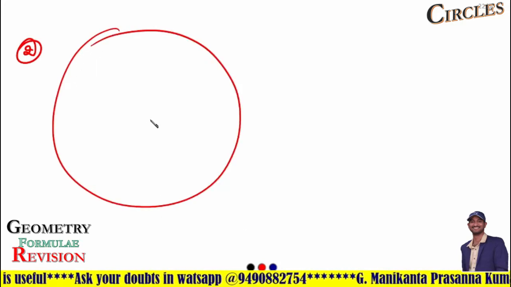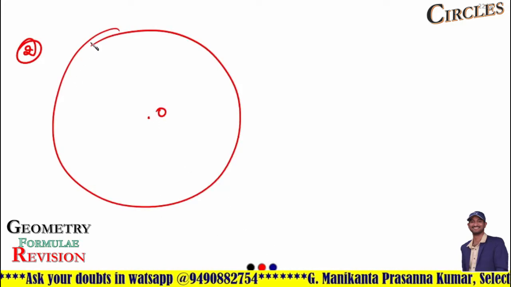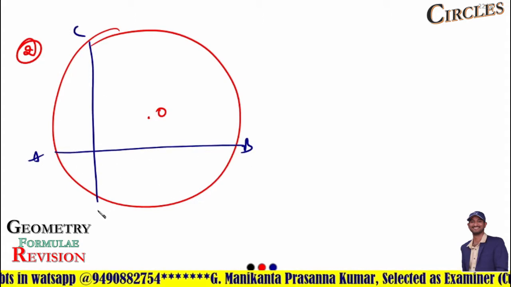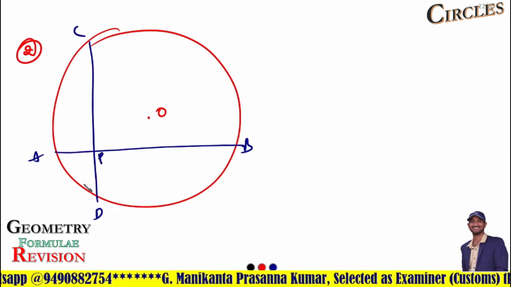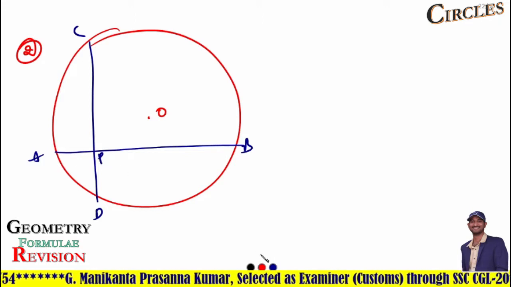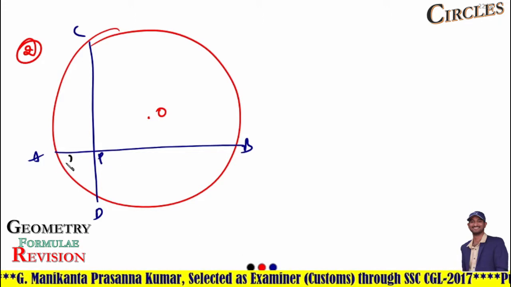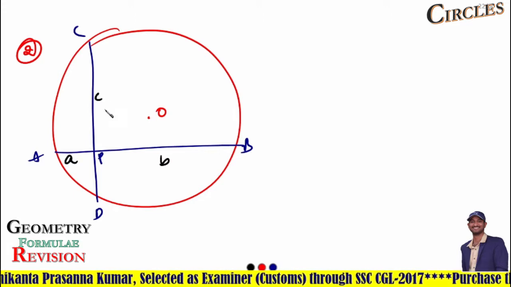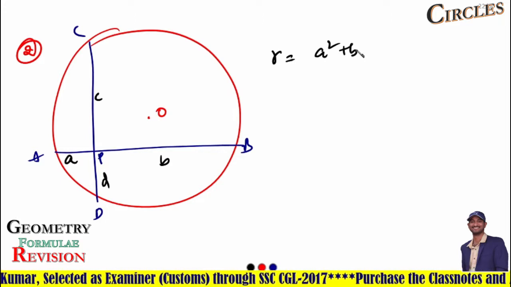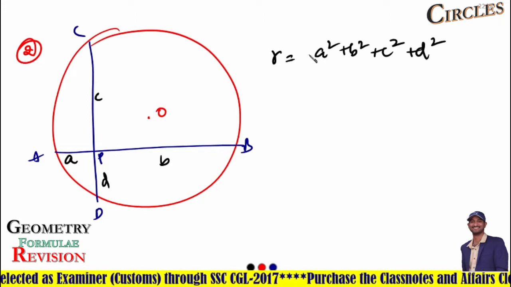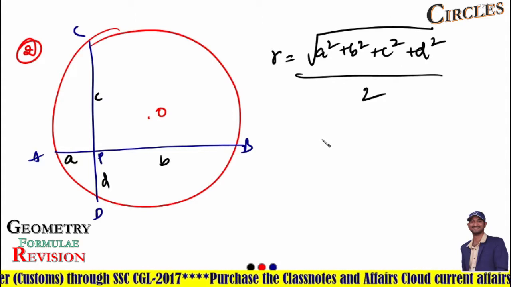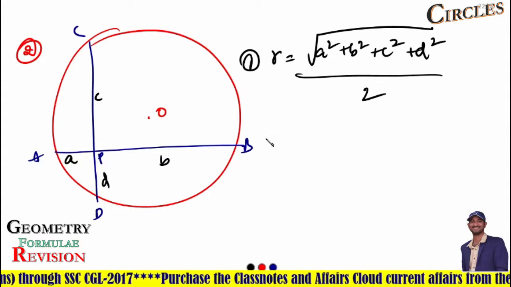There is a circle with center O and 2 chords AB and CD intersect at some point P. Okay, if the distances from the intersection point to the end points of the chords, that is PA is A, PB is B, PC is C and PD is D, then the radius of the circle is equal to the square root of (A square plus B square plus C square plus D square) by 2. There is no square root for 2. Okay, this is the first point.